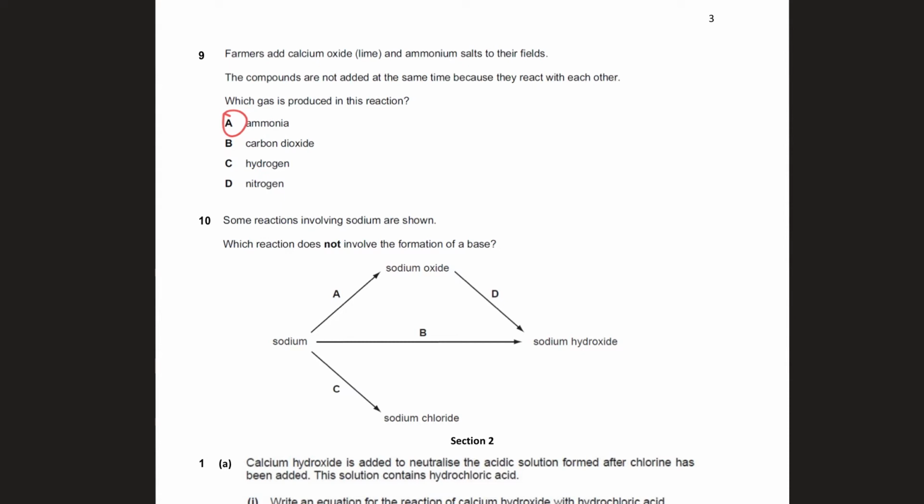Some reactions involving sodium are shown. Which reaction does not involve formation of base? Again, remember that with sodium, you're going to get sodium hydroxide, sodium oxide, sodium carbonate, all of them bases. So there's only one that is not a base in this, which is sodium chloride. So C is the answer, because it produces salt, not base.